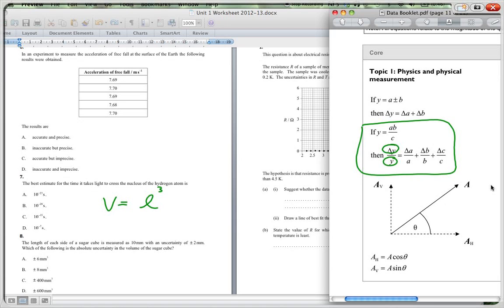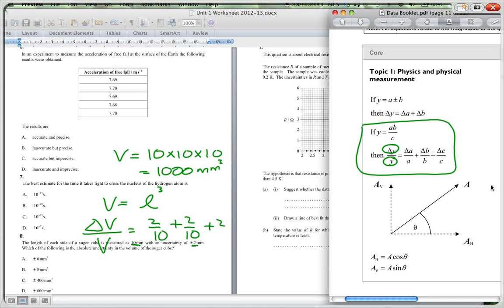Now, because it's 10 millimeters, the volume is equal to 10 times 10 times 10, which is equal to 1,000 millimeters cubed. That's the volume. But in each case, we've got an uncertainty of 2 millimeters. So in putting that into the formula, I'm going to have that my absolute uncertainty in my volume divided by my volume is equal to the absolute uncertainty of my length, which is 2 divided by 10, and I'm going to have 3 of those because it's 10 times 10 times 10, so it's 2 over 10 plus 2 over 10 plus 2 over 10, or 3 times 2 over 10. So when you add that together, we get 6 over 10.